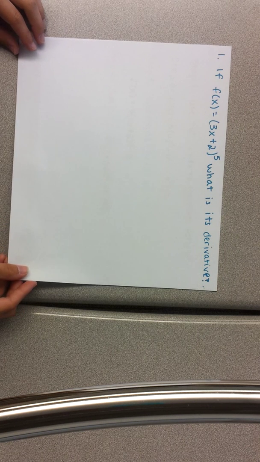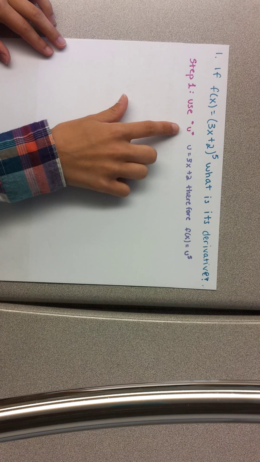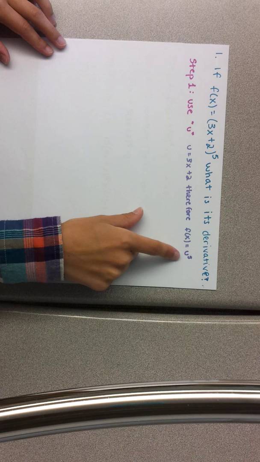Let's start with an easy example. If f of x equals (3x + 2) to the fifth power, what is its derivative? Step 1 is to use u to represent the base function, which is 3x + 2. Therefore, f of x equals u to the fifth power.